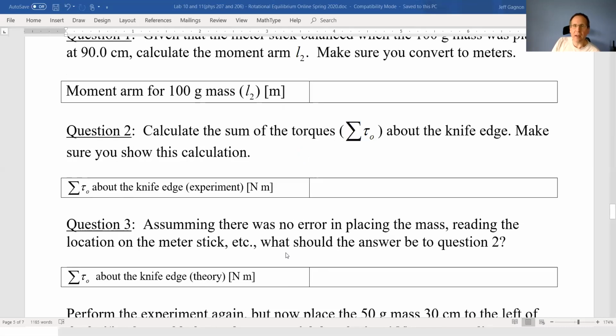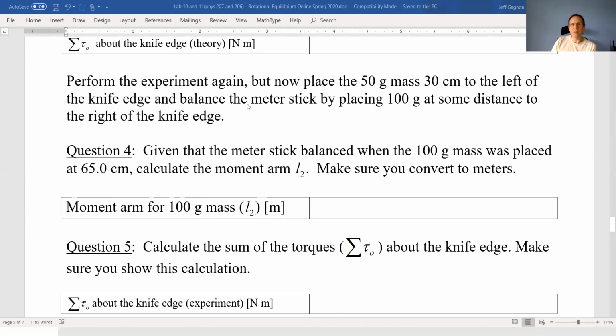Then calculate the sum of the torques about the knife edge. Make sure you show me this calculation. So given what I did on the iPad, make sure it's something very similar to that. Question 3, assuming there were no error in placing the mass, reading the location on the meter stick, etc., what should the answer be to question 2? So in theory, what should the sum of the torques equal if it's in rotational equilibrium?